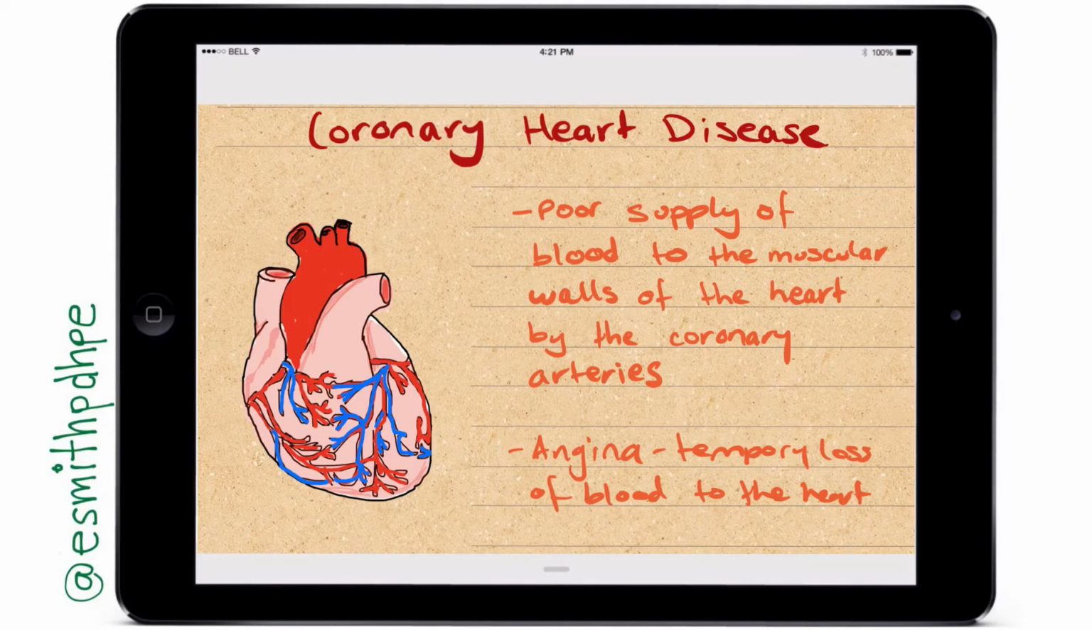When we have a look at coronary heart disease, it basically looks at the concept of poor supply of blood to the muscular walls of the heart by the coronary arteries, and is generally caused by a complete closure of the coronary artery by atherosclerosis, and may also be caused when a blood clot forms and blocks the narrowed artery, which is known as thrombosis. Now, angina is a temporary loss of blood flow to the heart, so blood might just have a little bit of difficulty getting through to the heart.